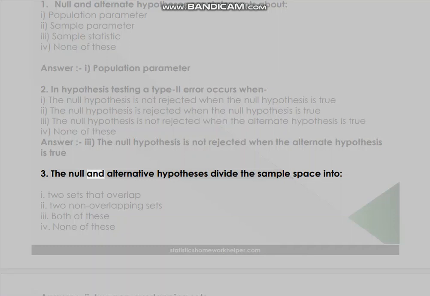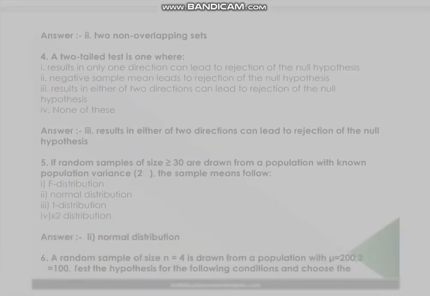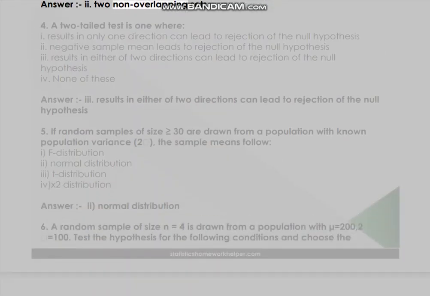3. The null and alternative hypotheses divide the sample space into: 1. Two sets that overlap, 2. Two non-overlapping sets, 3. Both of these, 4. None of these. Answer: 2. Two non-overlapping sets.